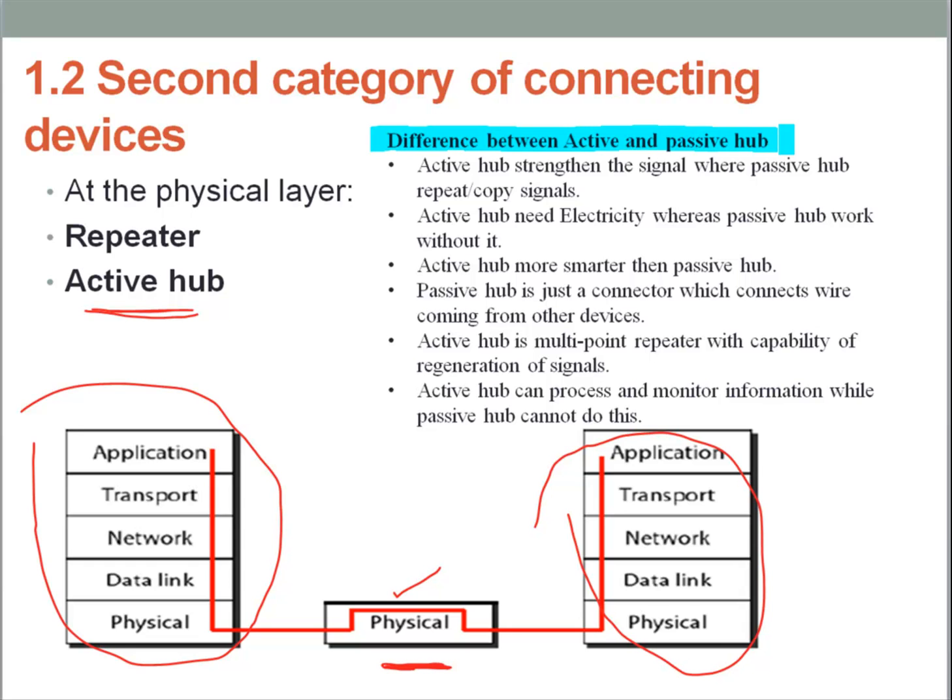So you can use an active hub, or you can use a passive hub, or you can use a repeater. All these devices work in the physical layer, layer 1. In layer 1, it can connect two different networks or two different PCs. So that is the concept.